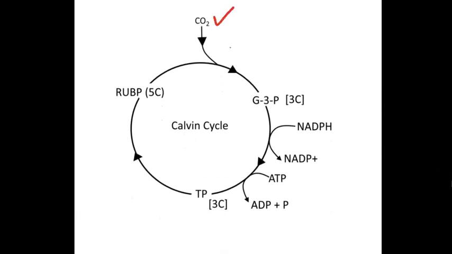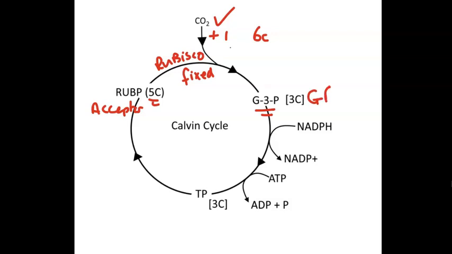So we have the incoming carbon dioxide fixed by the enzyme Rubisco, fixed with the acceptor molecule of RuBP. The 5-carbon plus the 1 carbon gives us 6 carbons, but that immediately generates G3P here, which is a 3-carbon. So that is okay to call it GP.